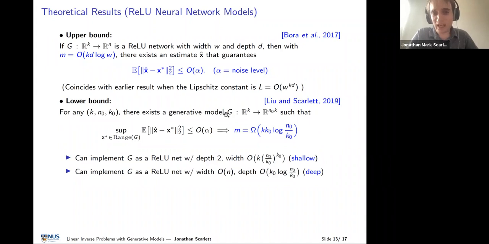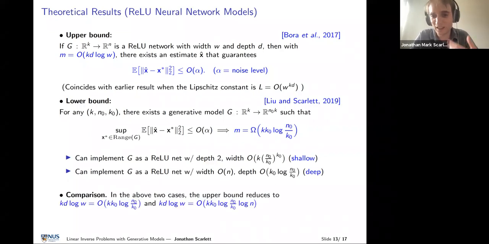And we showed that this generative model can be implemented as a ReLU network in multiple different ways. The two most extreme cases are: we could have a shallow network where the depth is 2, so only 2 layers, but a very large width, so sort of an exponentially growing width. Or we can implement it as a very deep neural network, but with a much lower width. In that case, the depth is this K0 times the log term. And we actually also handled all the cases in between, moderately shallow and moderately deep. The paper gives similar results in that case, but I'm just focusing on the easiest to understand.